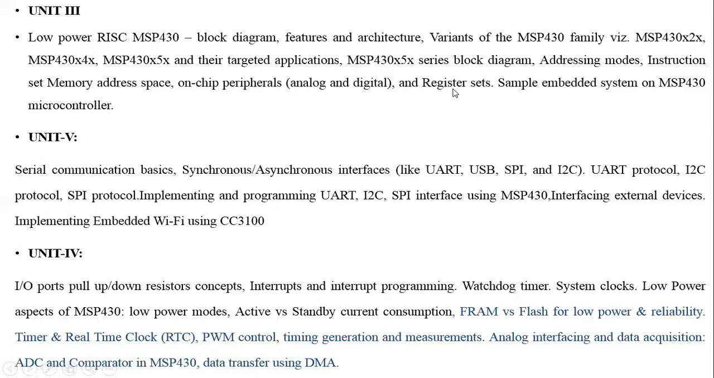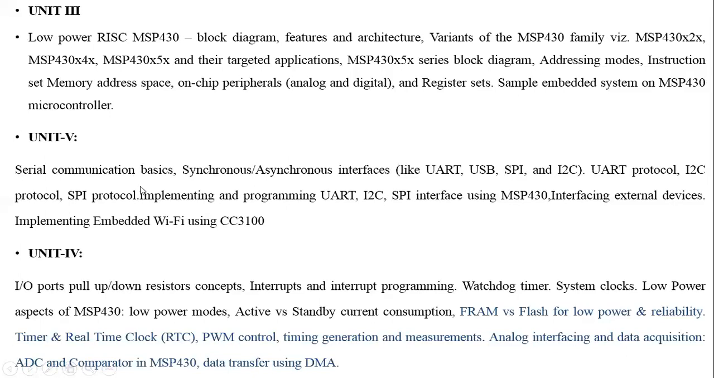And also we studied register sets and a sample embedded system on the MSP microcontroller. That means a simple weighing machine is an example of an embedded system. Okay, that is your third unit.